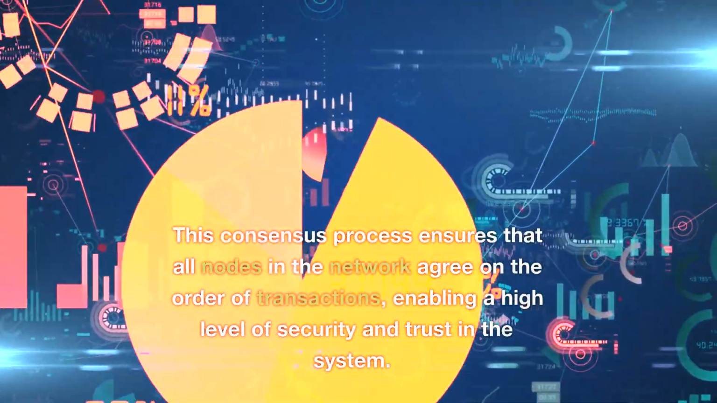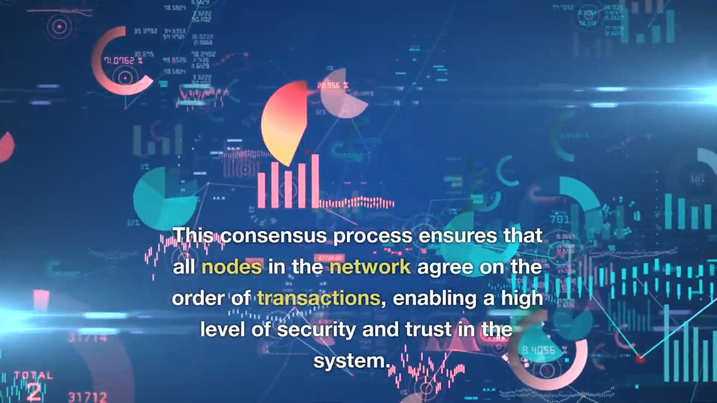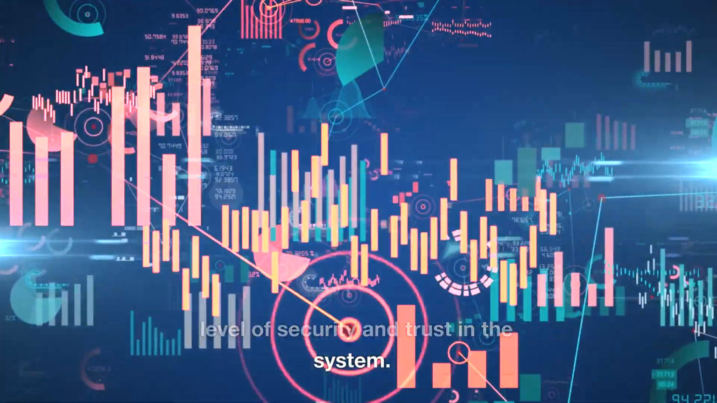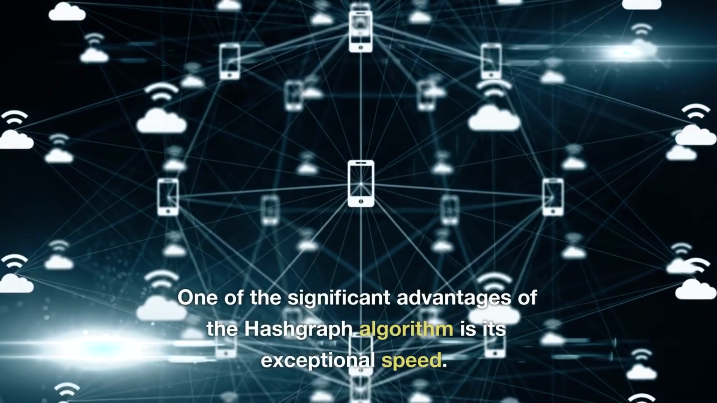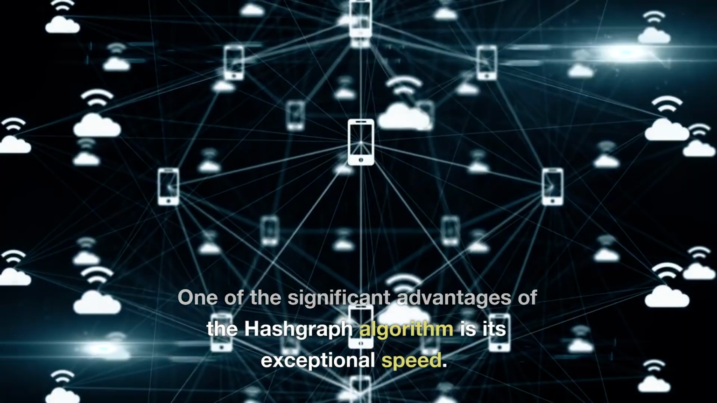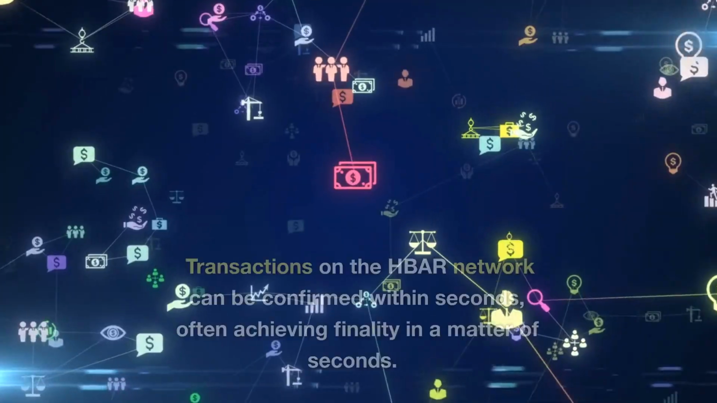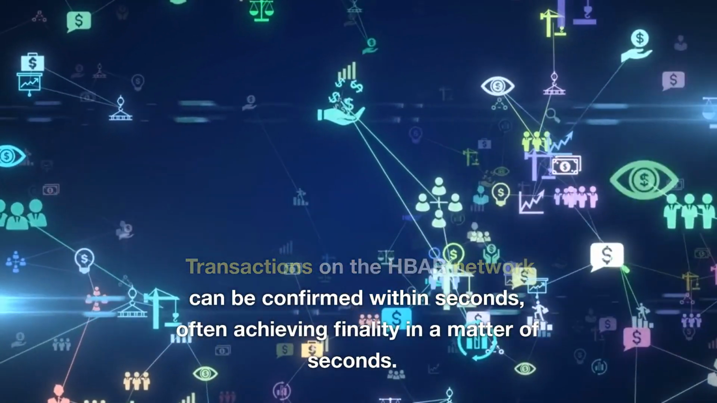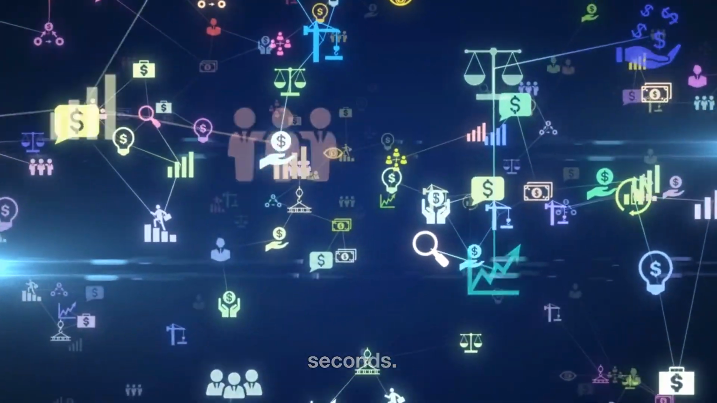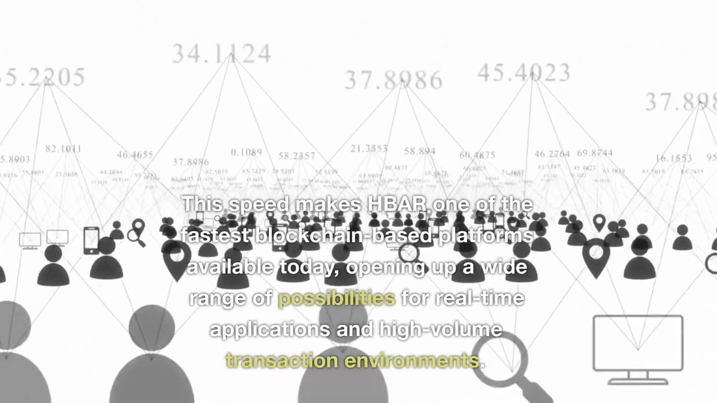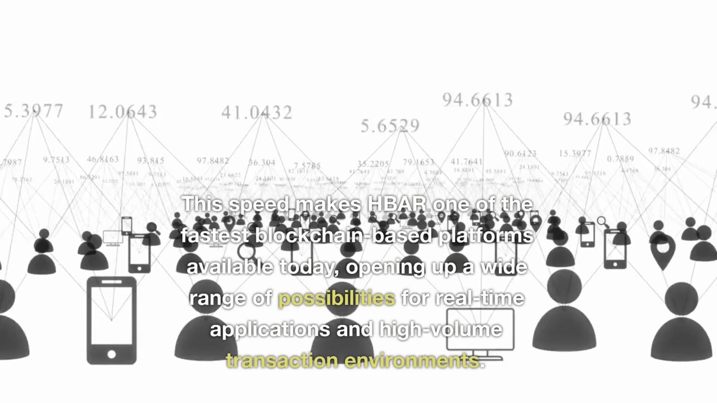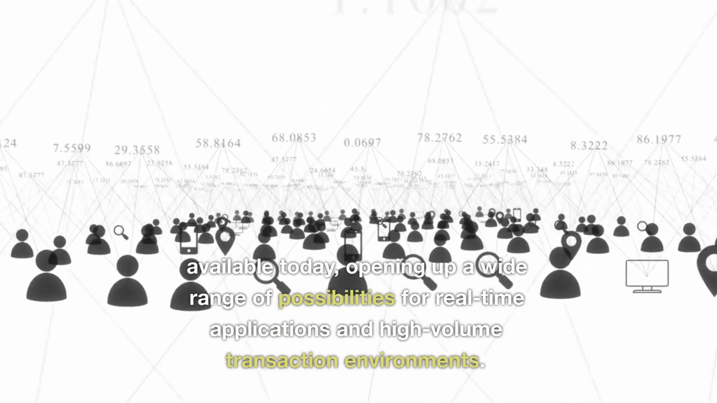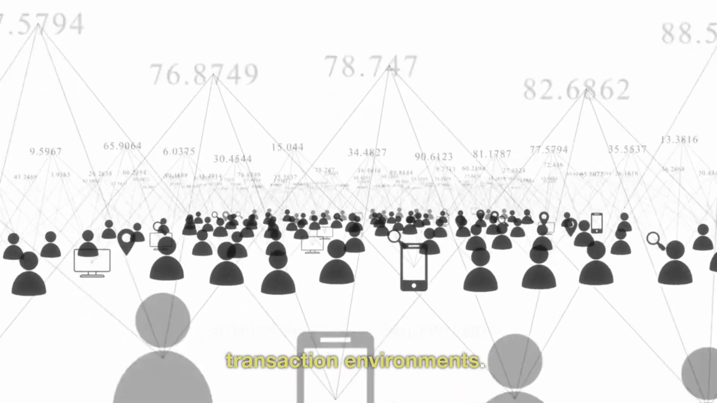This consensus process ensures that all nodes in the network agree on the order of transactions, enabling a high level of security and trust in the system. One of the significant advantages of the Hashgraph algorithm is its exceptional speed. Transactions on the HBAR network can be confirmed within seconds, often achieving finality in a matter of seconds. This speed makes HBAR one of the fastest blockchain-based platforms available today, opening up a wide range of possibilities for real-time applications and high-volume transaction environments.